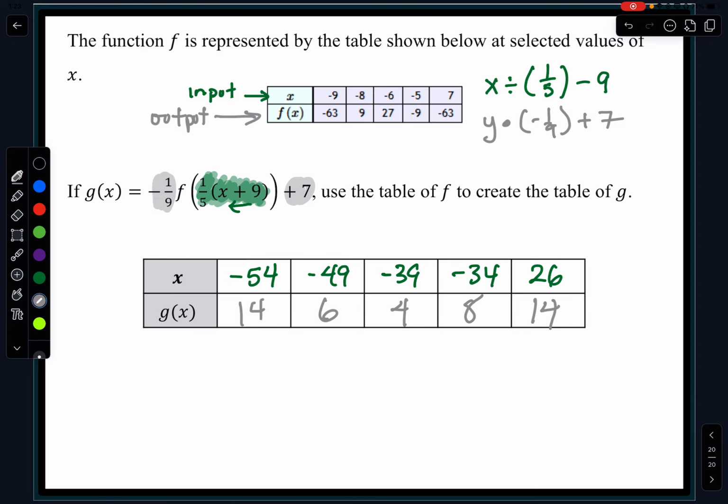So there you have your table for the graph of g, which you can then plot or do whatever it is that you need to do, maybe evaluate g of something and get the value of those things. So there you have it.